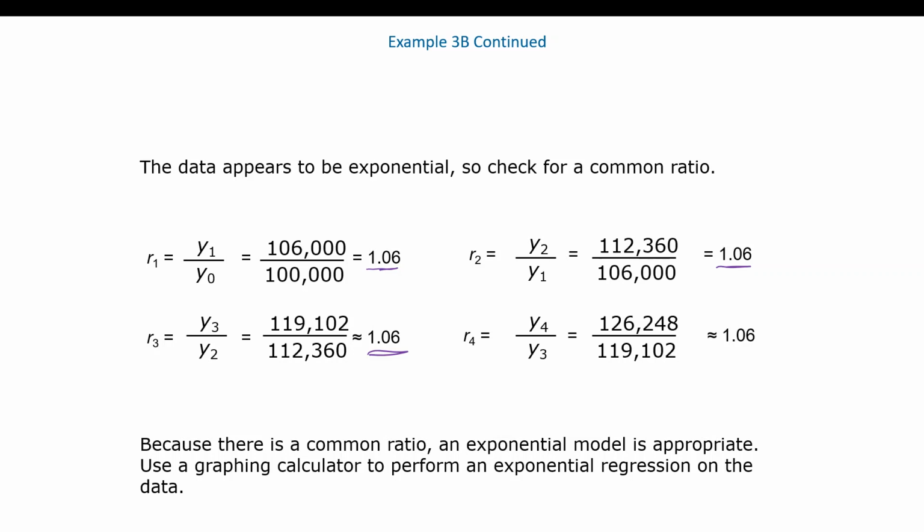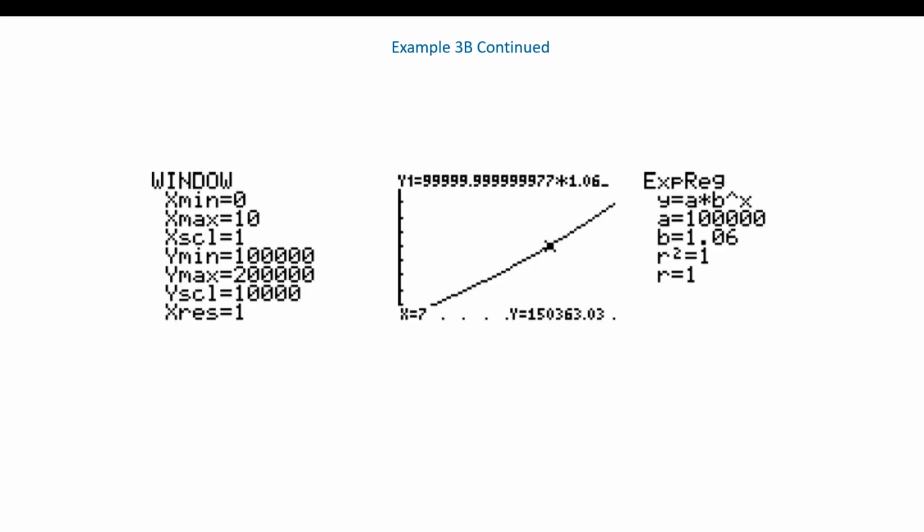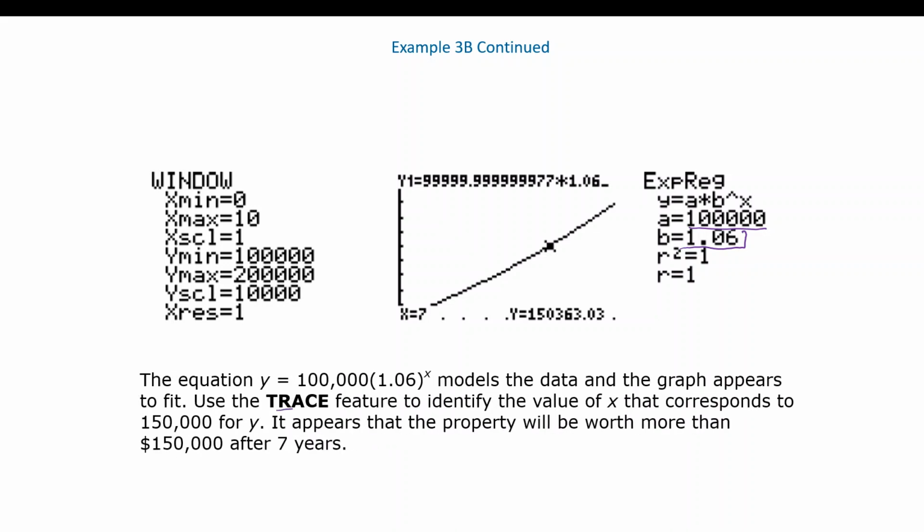Use a graphing calculator to perform an exponential regression on the data. When you do that, you can see that A starts out at 100,000 and it is multiplied by a rate of 1.06 to the x power. So there's your equation. Now we want to know when it's going to reach 150,000, so you can use the trace feature to identify the value of x that corresponds to 150,000 for y. It appears that the property will be worth more than 150,000 after 7 years. I usually don't use the trace; I usually just look at the table, but you can do it either way to find when that happens.